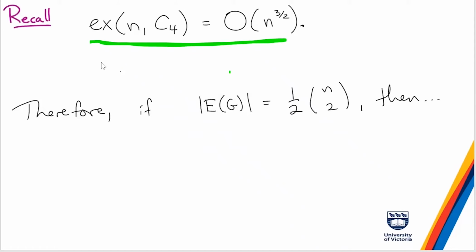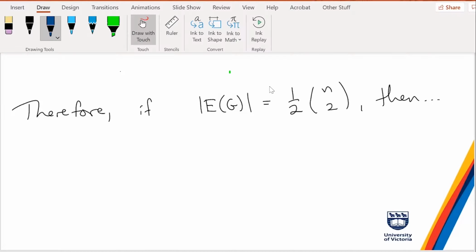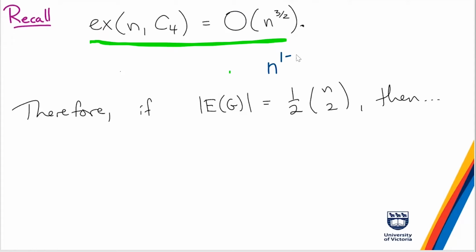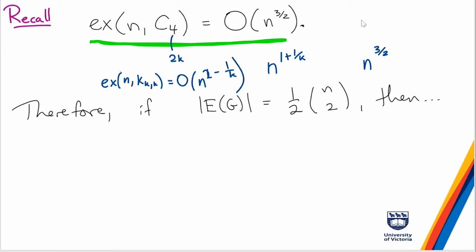Remember we proved that the extremal number of a cycle of length 2k is at most a constant times n to the 1 plus 1 over k. So in the case where 2k is 4, we've got n to the 3 halves here, right? We also proved that a complete bipartite graph with parts of size k is at most, what was it? n to the 2 minus 1 over k. And actually, K_{2,2} is just C4, right?